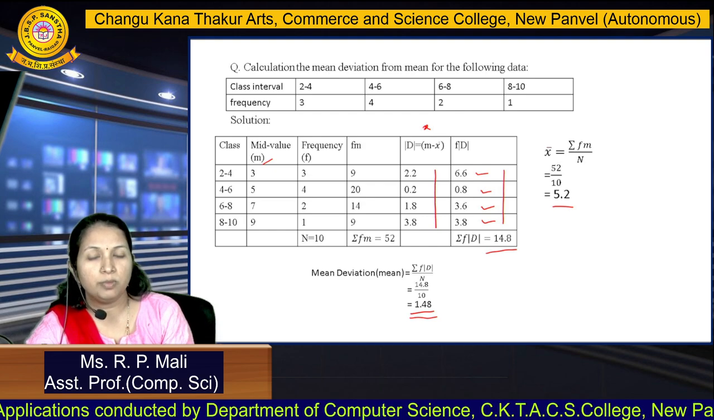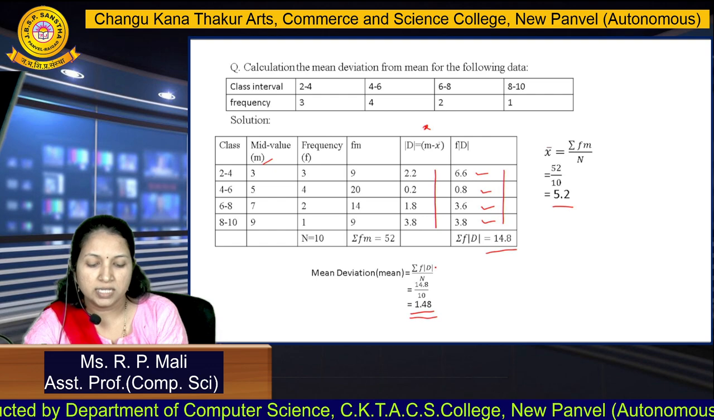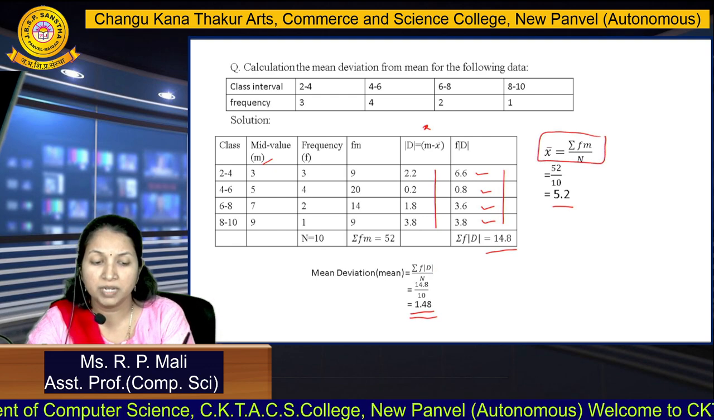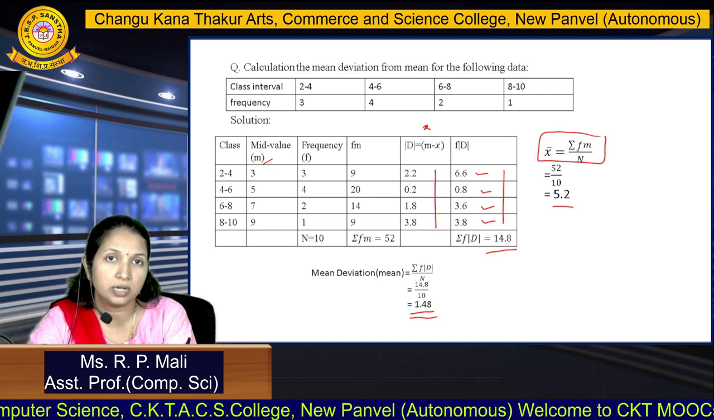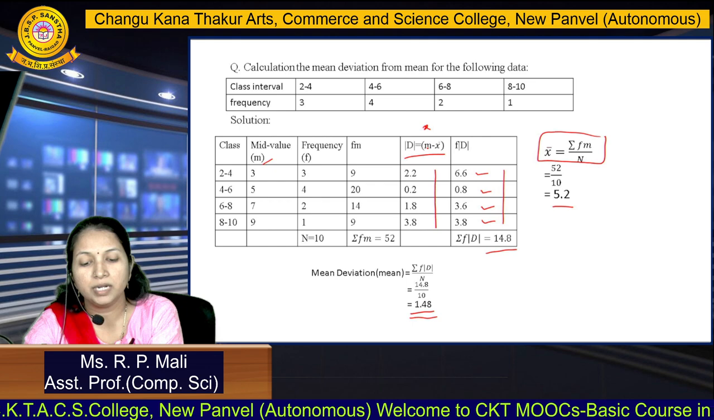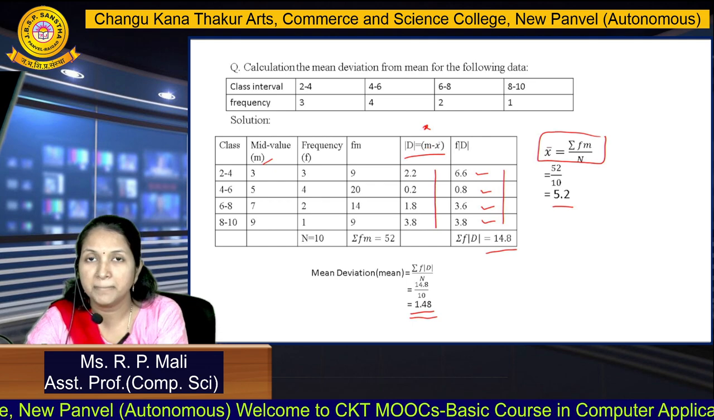Okay. The formula for mean deviation for the discrete series and the continuous series is same. It's just that to find your mean value, you're going to apply the formula for the continuous series. Same way for the deviation, you're going to have a subtraction of the mean value and the mid value.